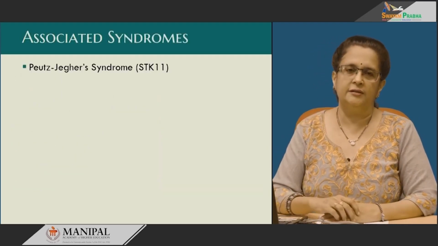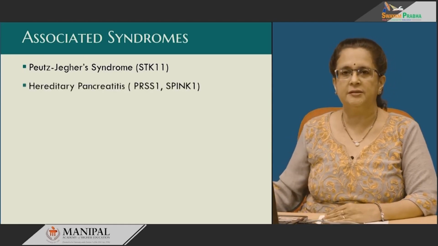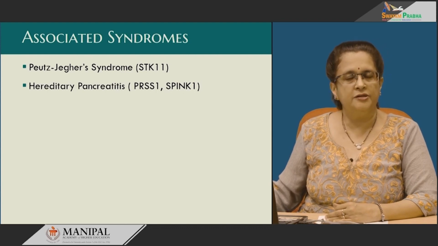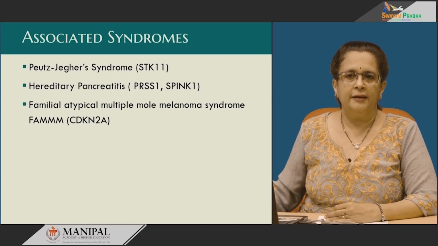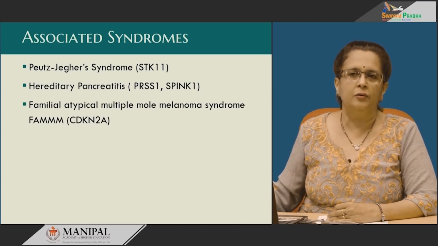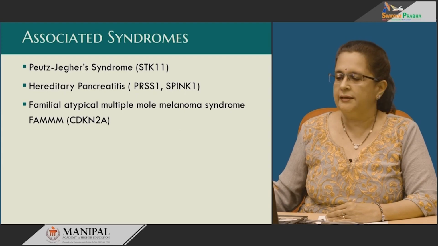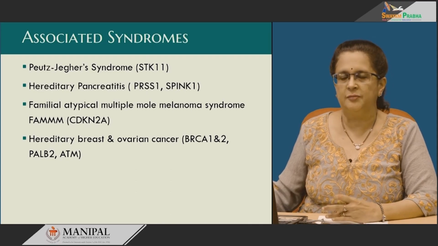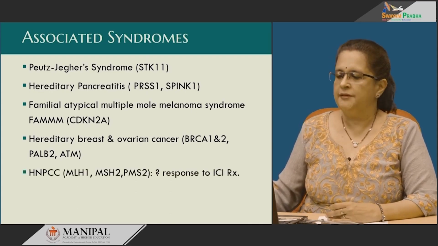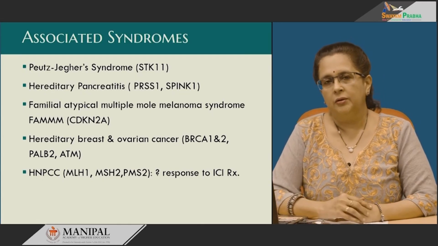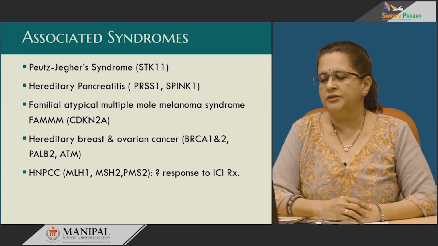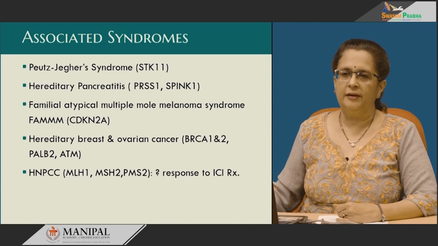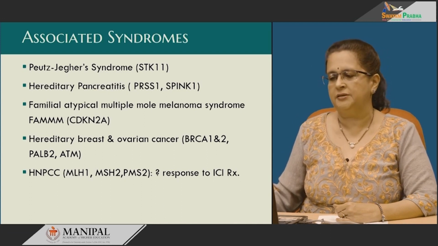There are several associated syndromes, prime among them being Peutz-Jeghers syndrome, hereditary pancreatitis associated with PRSS1 and SPINK1. Peutz-Jeghers is seen with STK11. Then the FAMMM syndrome, that is familial atypical mole melanoma syndrome associated with CDKN2A. Hereditary breast and ovarian cancer, that is BRCA1 and 2, PALB2 and ATM as specified earlier. And lastly, HNPCC, that is hereditary non-polyposis colorectal cancer syndrome, in which MLH1, MSH2 and PMS2 are responsible, and right now they are looking for immune checkpoint inhibition therapy in these patients.